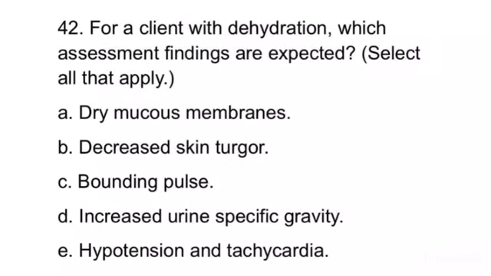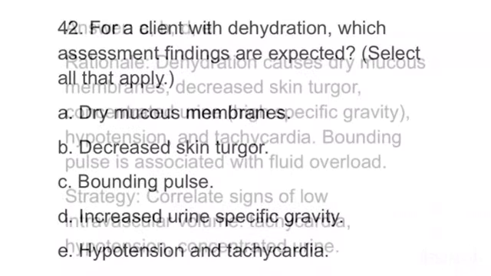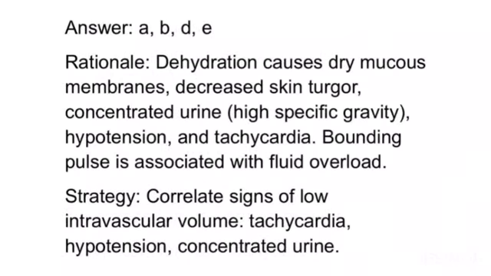For a client with dehydration, which assessment findings are expected? Select all that apply. A. Dry mucous membranes. B. Decreased skin turgor. C. Bounding pulse. D. Increased urine-specific gravity. E. Hypotension and tachycardia. Answer: A, B, D, E.